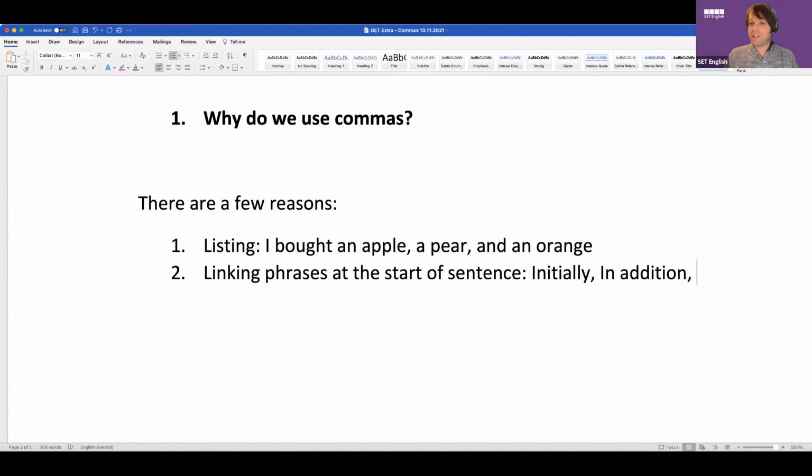I don't think it's that complicated, right? That's kind of like linking one sentence to another sentence, right? Additionally, that means this one is added to this one. Okay. It comes at the start of a sentence though. Why else do we use commas though? Can anyone else tell me?